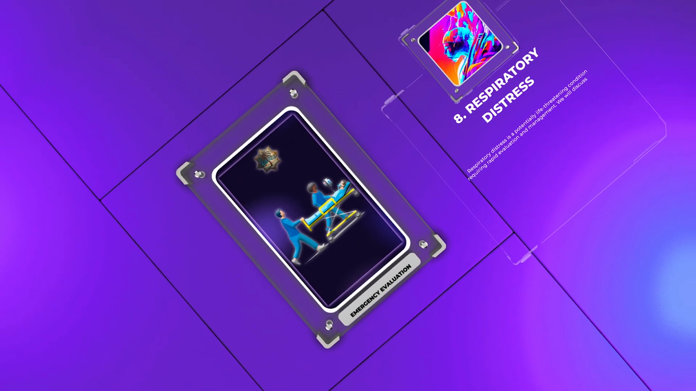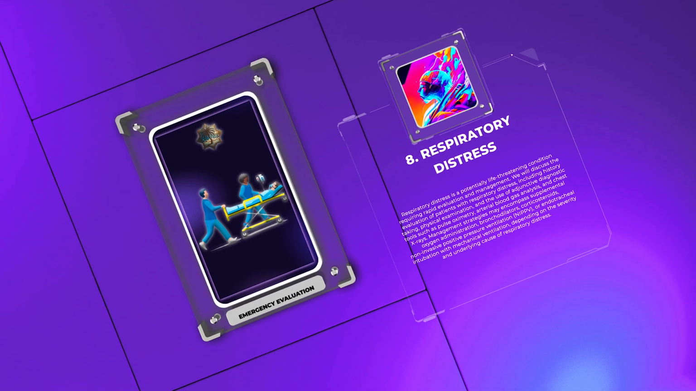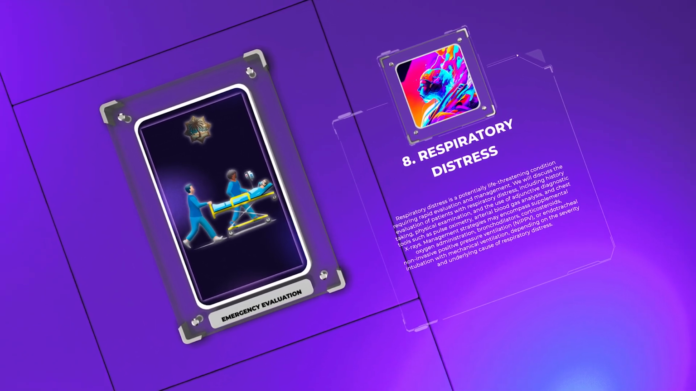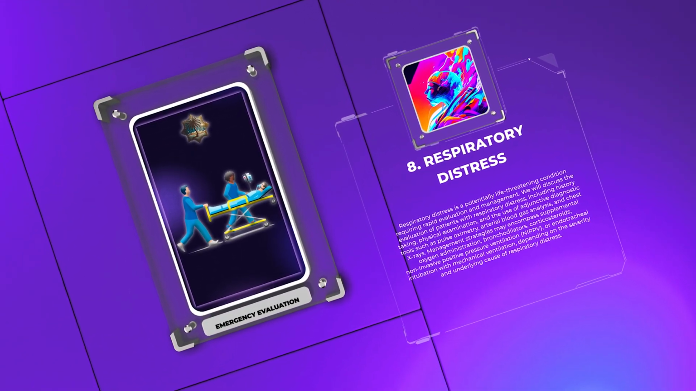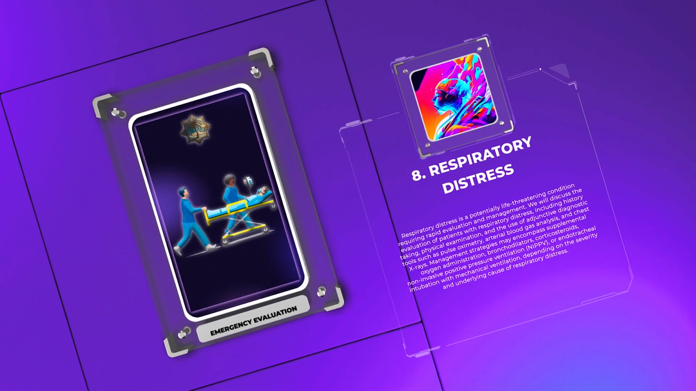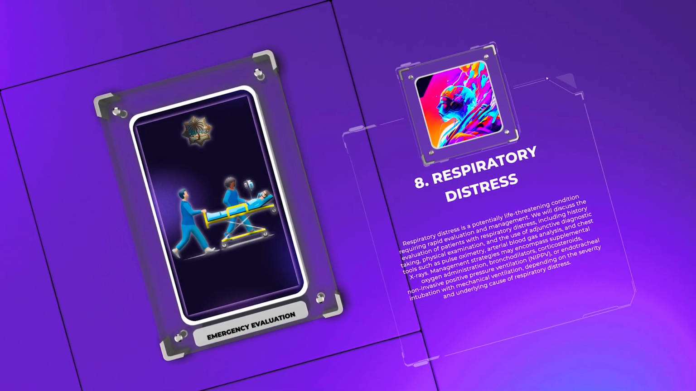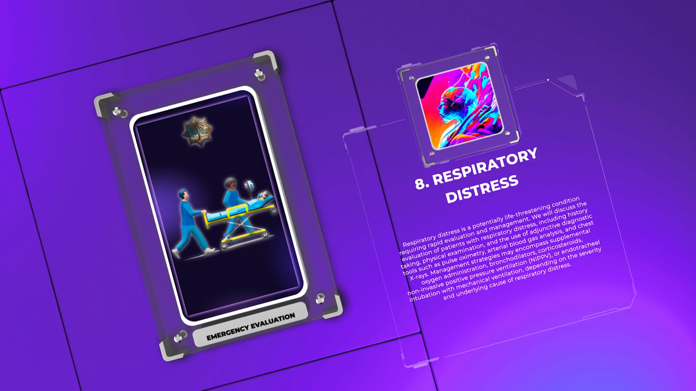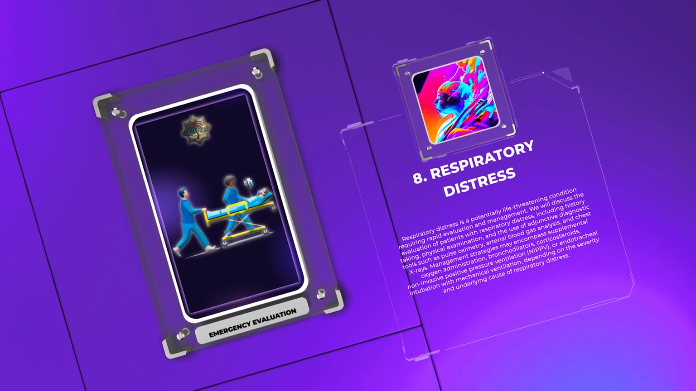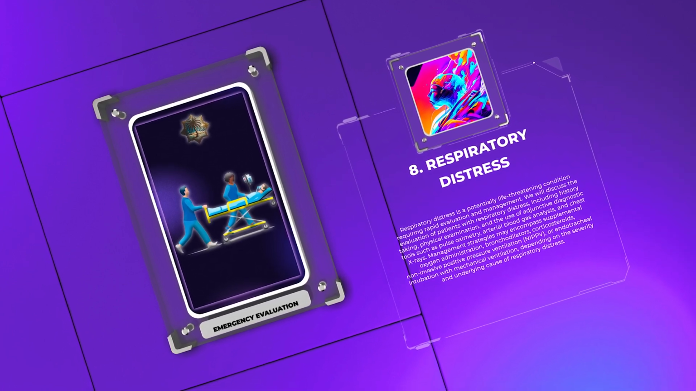Respiratory distress is a potentially life-threatening condition requiring rapid evaluation and management. We will discuss the evaluation of patients with respiratory distress, including history taking, physical examination, and the use of adjunctive diagnostic tools such as pulse oximetry, arterial blood gas analysis, and chest X-rays.